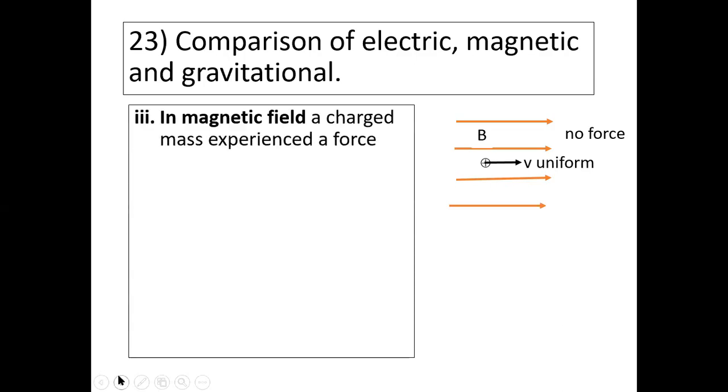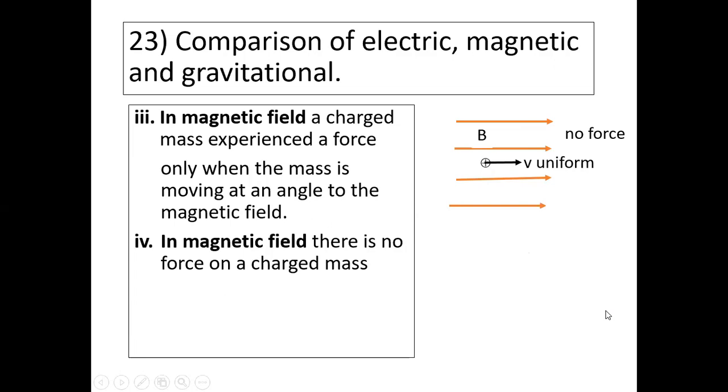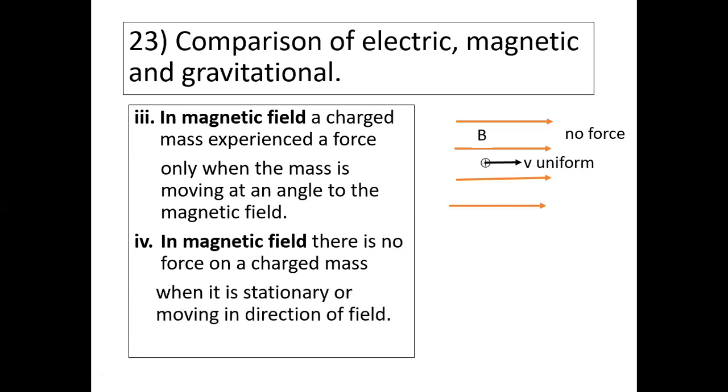In a magnetic field, a charge moving in the direction of the field or opposite to it experiences no force. Right? So the charge will only experience a force if it's moving at an angle to the field, not parallel. In a magnetic field, there's no force on a charged mass when it is stationary. If it's not moving, no force.